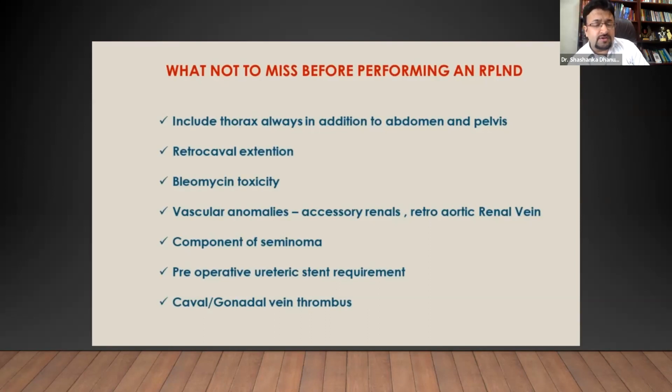Number five, components of seminoma. Number six, a pre-op ureteric stent requirement. If there is any obstruction caused, should you put in a stent or not? And lastly, any thrombus present in the vena cava or in the gonadal veins. So these are a surgeon's checklist upon an RPLND.